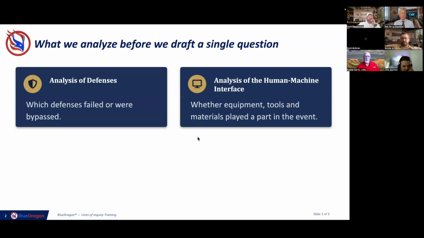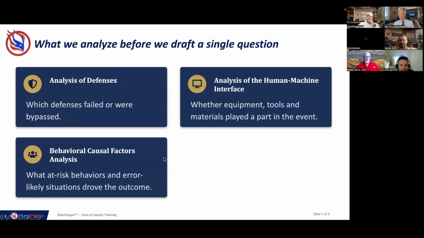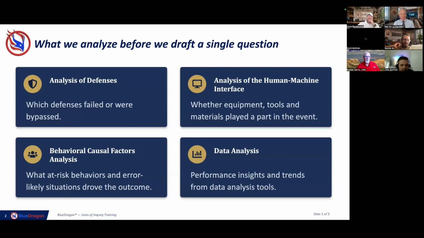There's still one more big area. It's on the chart, right up there in the top line, right next to the human machine interface: the behavioral causal factors. So we do behavioral analysis, right? So we have analysis of defenses, the human machine interface, a behavioral analysis, and that's typically a survey or some other way of getting at risk behaviors in error likely situations, and the data, whatever databases we can analyze. If it's equipment, we can do fault trees. So these are the things that we put on the board. And from here, we're going to get the performance insights we need to generate great questions.